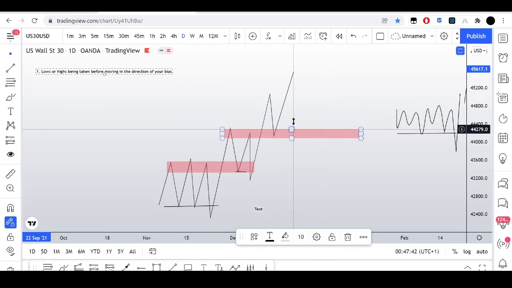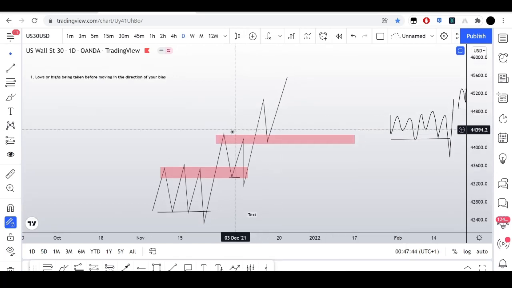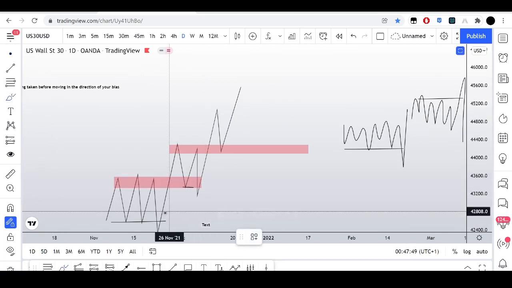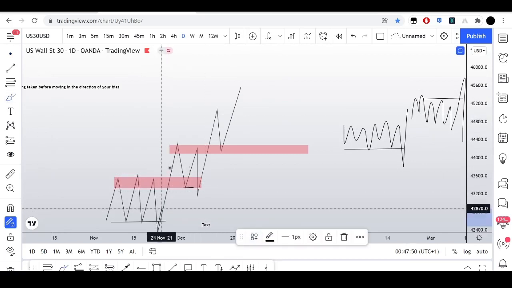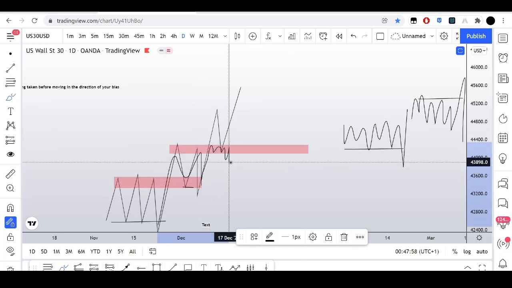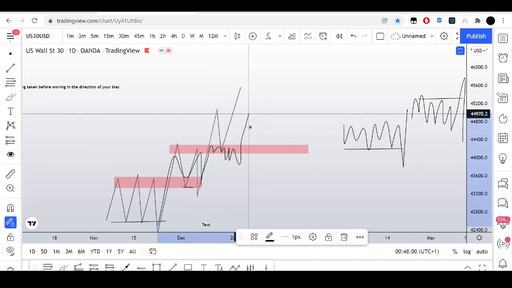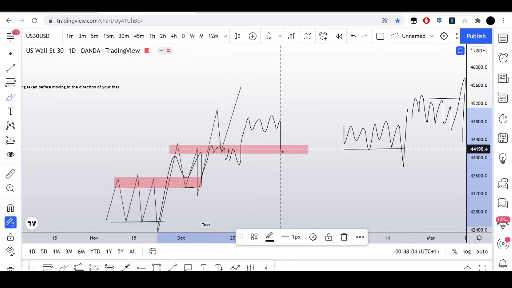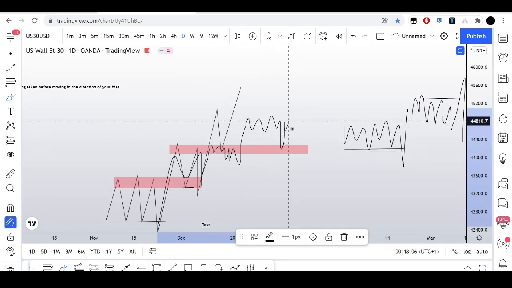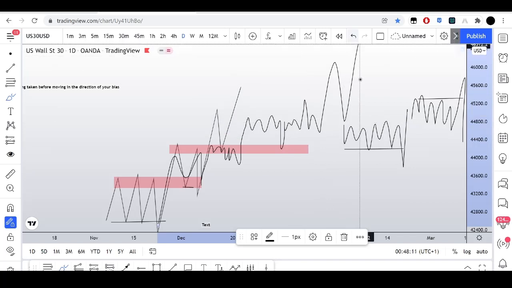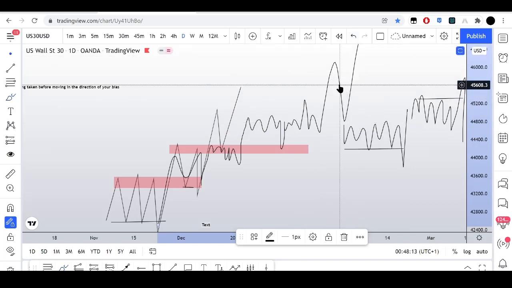The next thing that you want to see is a clean break of structure. So say price is moving and you're getting higher highs, higher lows. You don't want to see choppiness and then a break. You have a resistance being built up, and then you have a move down, and then you start having some more choppiness and then a break, and all of that. You don't want none of that. You just want to see a clean break.